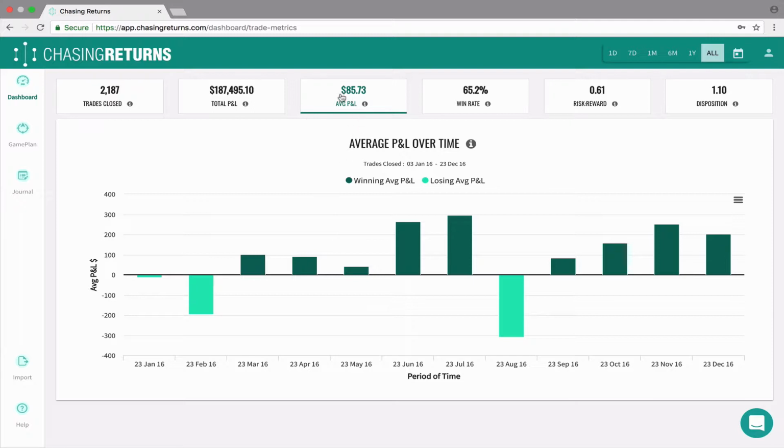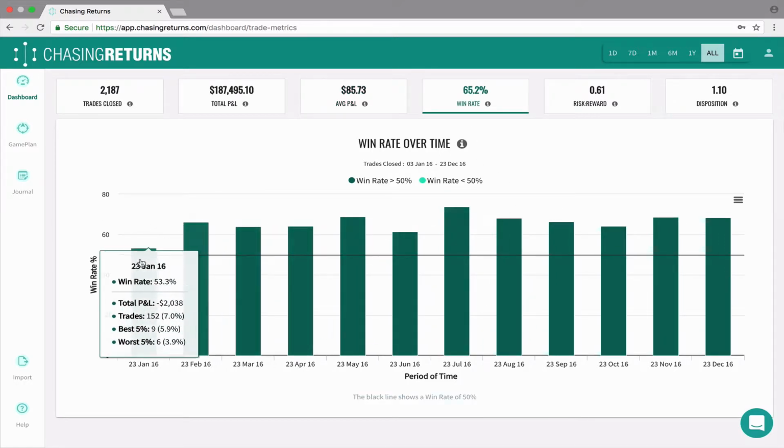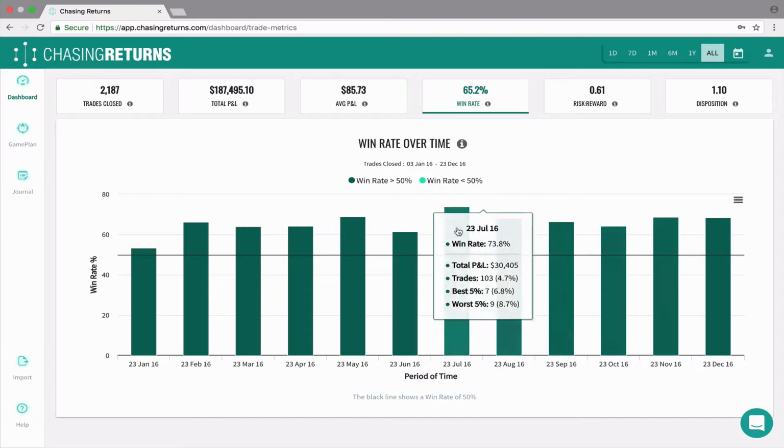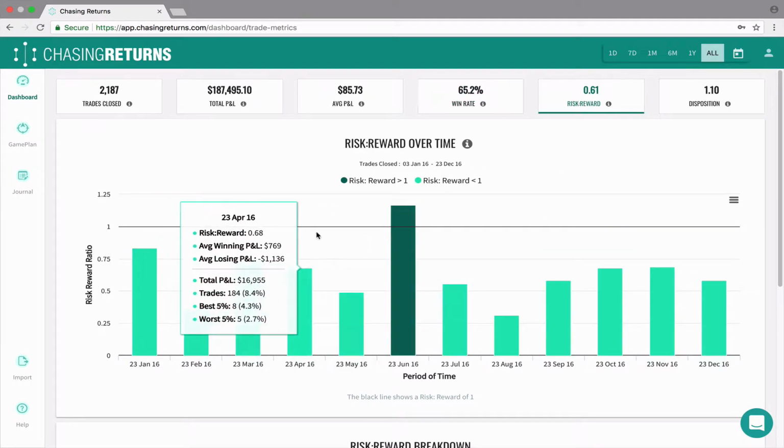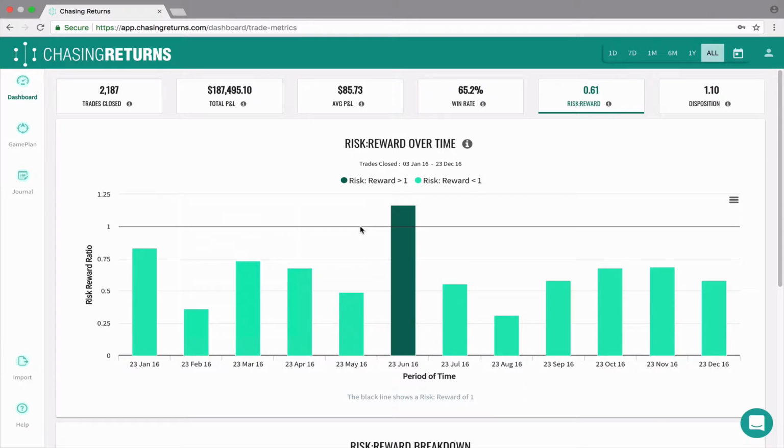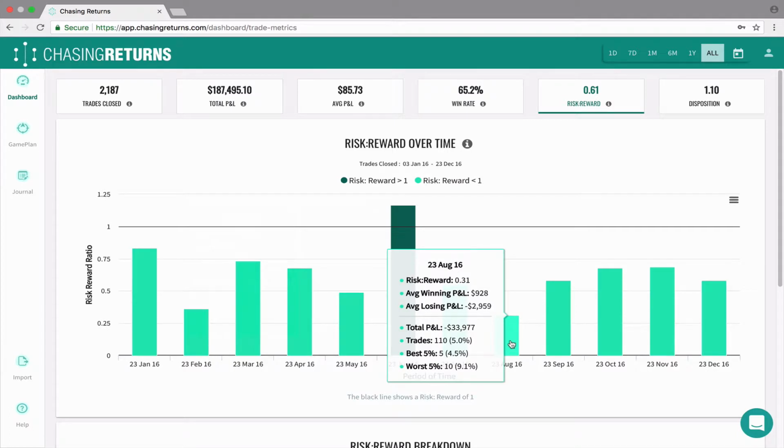Okay, so on average, this trader makes $85 per trade, and he had a couple of losing months, right? He wins quite more than 50% of the time. It averages out at about 65. His risk reward is actually quite low. We would like a risk reward to be 1, where a winning trade on average is the same size as a loser. But here we're just going to look at this example.